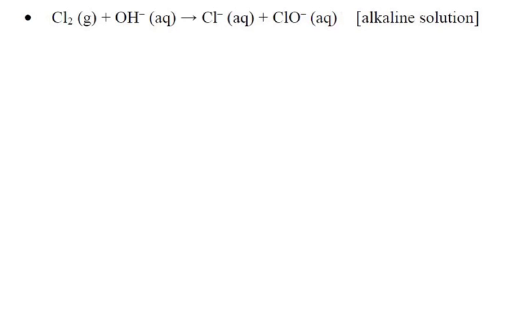Now this last one down here, we'll start over. Okay, I have chlorine changing into chloride, and I can say chlorine changes into hypochlorite. So I have the same element being both oxidized and reduced. So what's going to happen?